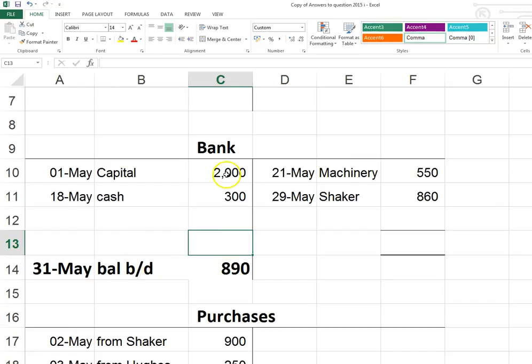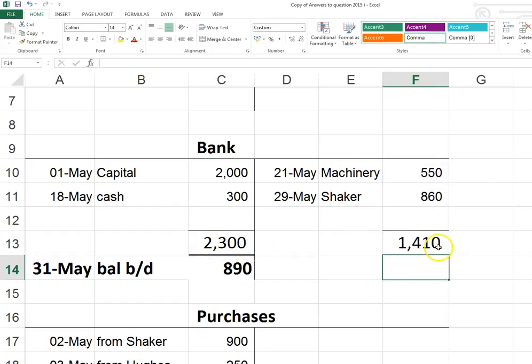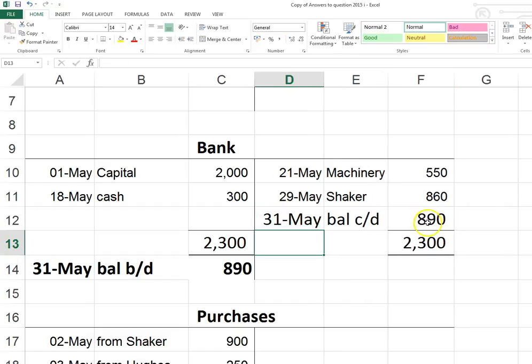So to finish it off, we put the bigger total. So when we added up this side, we got 2,300. When we added up this side, we got 1410, but 2,300 is the bigger of the totals. So you never really see this 1410 anywhere. All we do with it is say this side minus this side gives you 890, and we put the 890 underneath the bigger total. But the 2,300 goes here, and then we just say up on top here, the balance carried down is 890 at the end of the month, and that then is balanced.